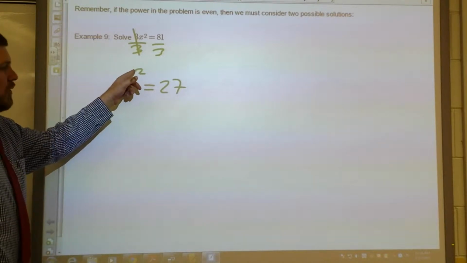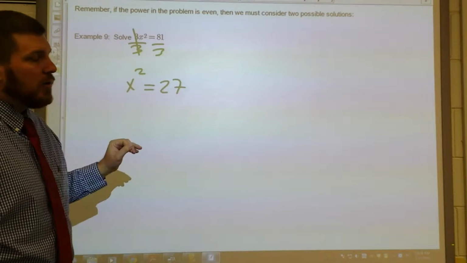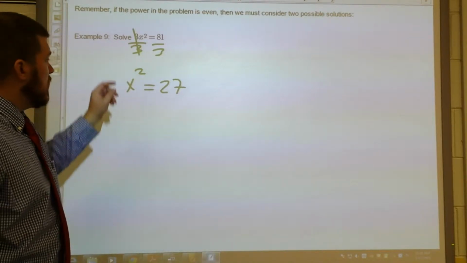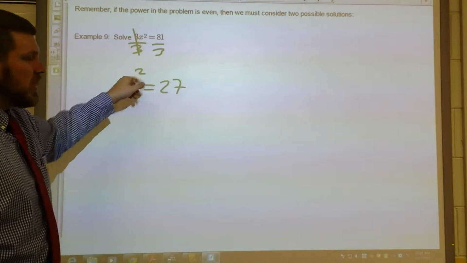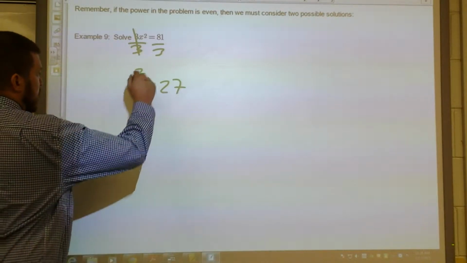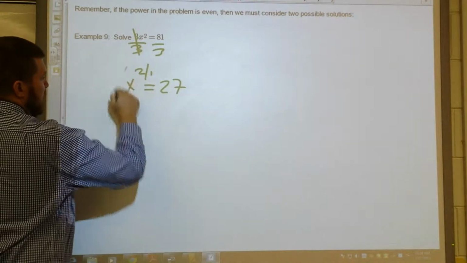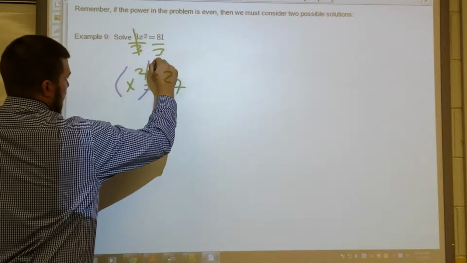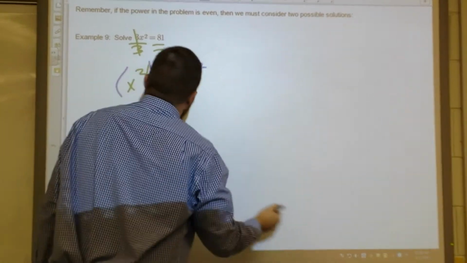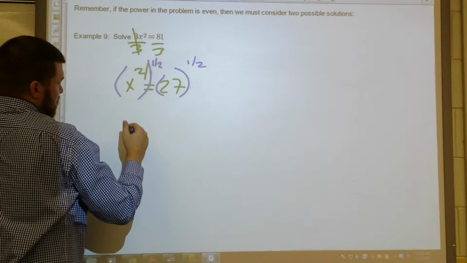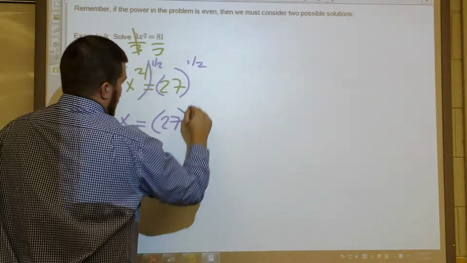Now, again, my power is even, so I have to consider 2 solutions. Also, to cancel out that power, I need to flip the fraction. But I don't see a fraction here, or do I? Remember, any number can be written as a fraction by putting it over 1. So that would mean that for this problem, to cancel out 2 over 1, I need to use the 1/2 power on both sides. So 2 over 1 and 1/2 are going to cancel out, and that just leaves me with x equals 27 to the 1/2 power.